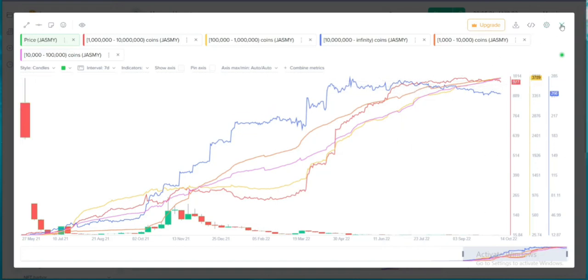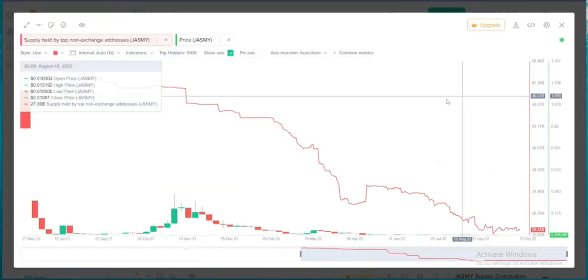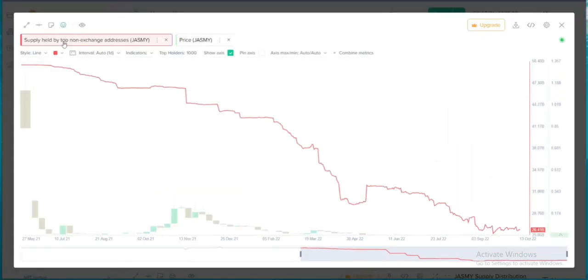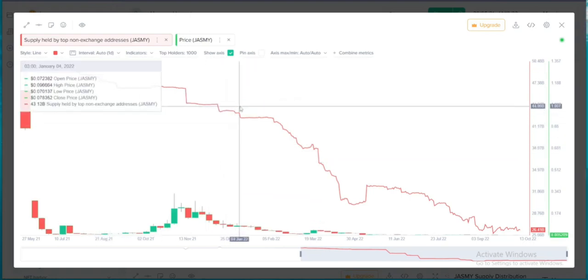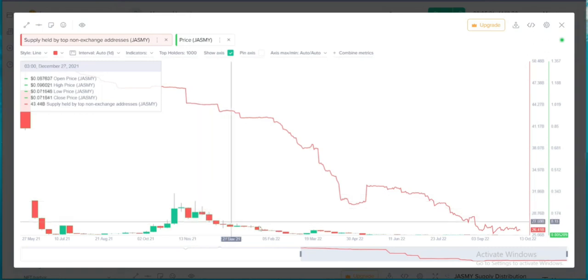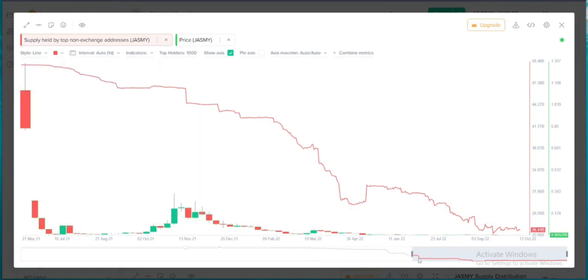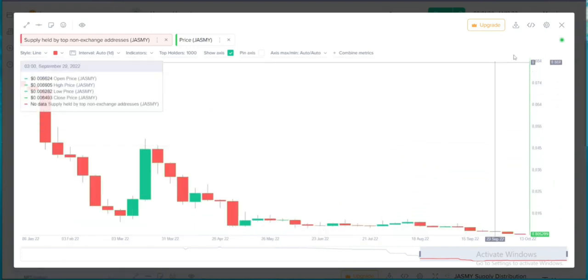So yeah, let's move on to the next metric that we have right here. Here we're looking at the supply that is not held on exchanges. This is non-exchange supply right here. And you can see that they've also been going down over time. And the price seems to be reacting to that kind of action in a very negative way. We are also going down on the price chart. So yeah, it's not really looking good on the Jasmy price chart, but is it time to give up?